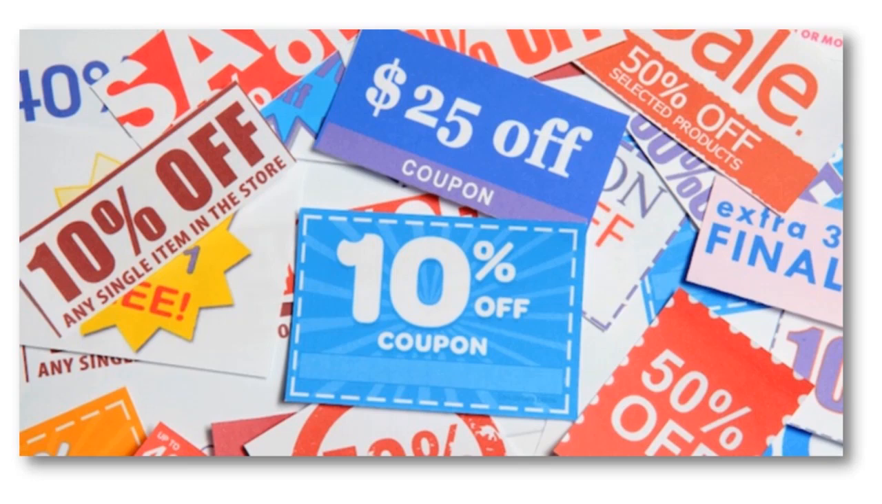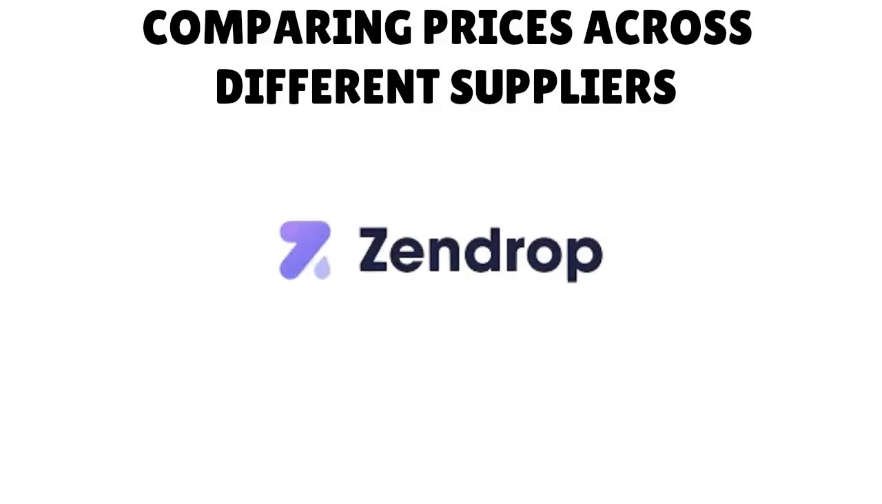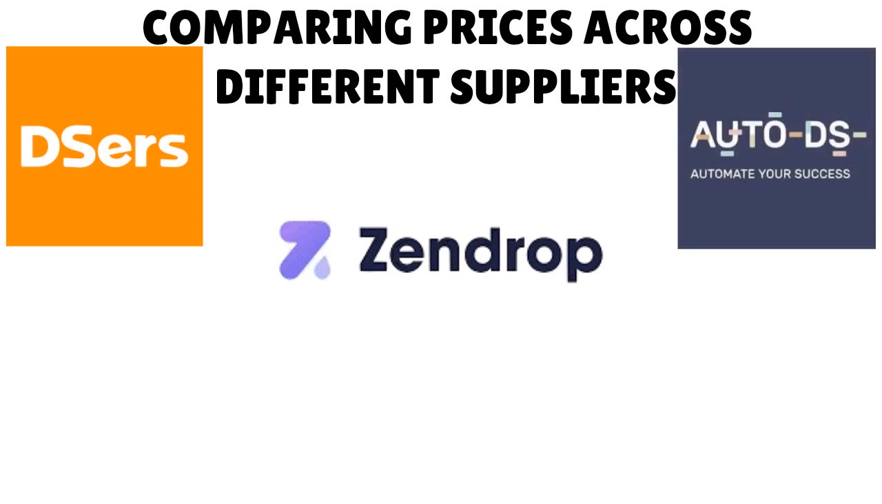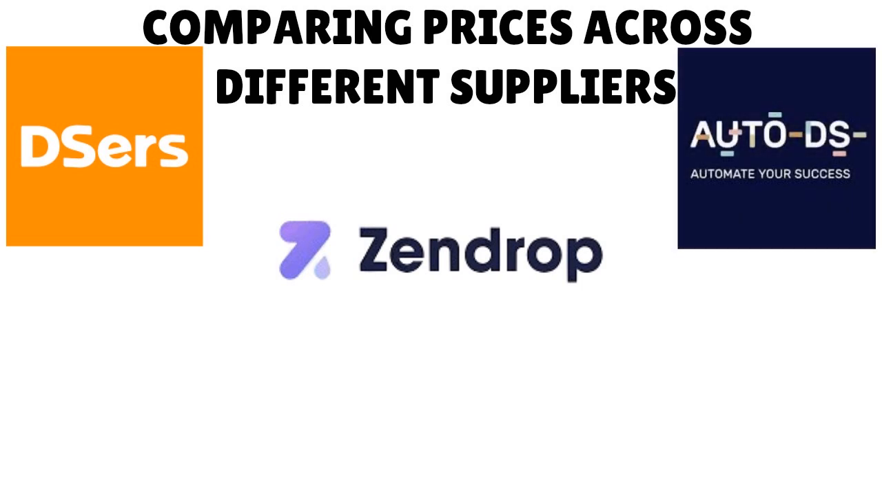You have DHgate. You have Zendrop, among others. You have Dsers. You have AutoDS, whatever. So you have lots of ways. But the thing is that you don't have a platform that allows you to compare things automatically. Now you can say, if I go to a dropshipping supplier platform, I'm getting the best products already because they have done the comparison for me. That is true to a certain point.